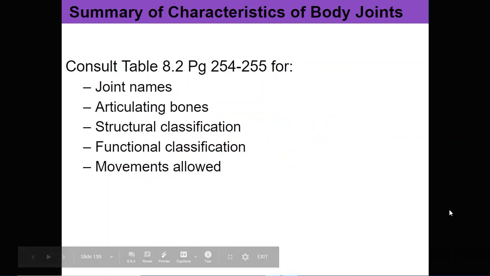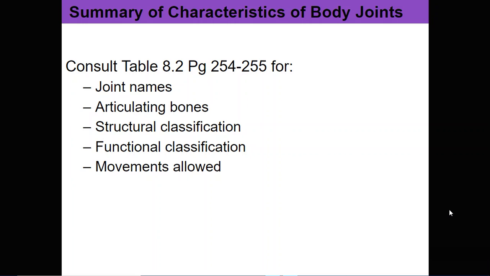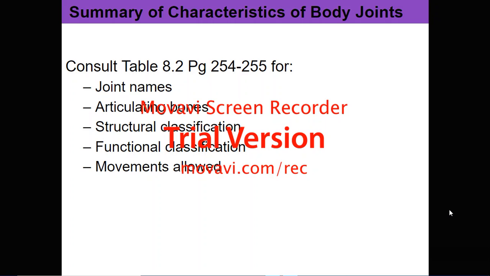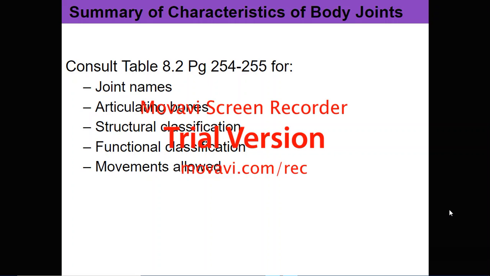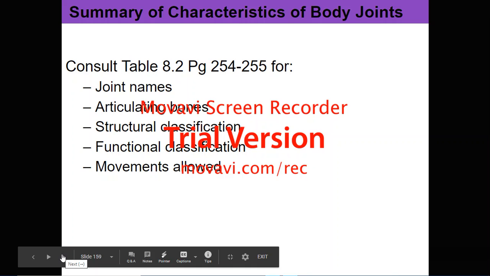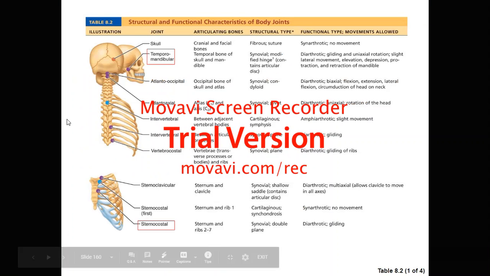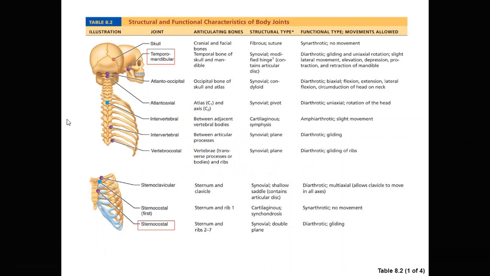In the next couple of slides, there's going to be a summary chart. This chart is going to tell you, and you do need to know this, the joint names, the articulating bones, the structural classification, the functional classification, and the movements allowed. And again, you do need to know the joint names, the articulating bones, structural classifications, functional classifications, and movements allowed.